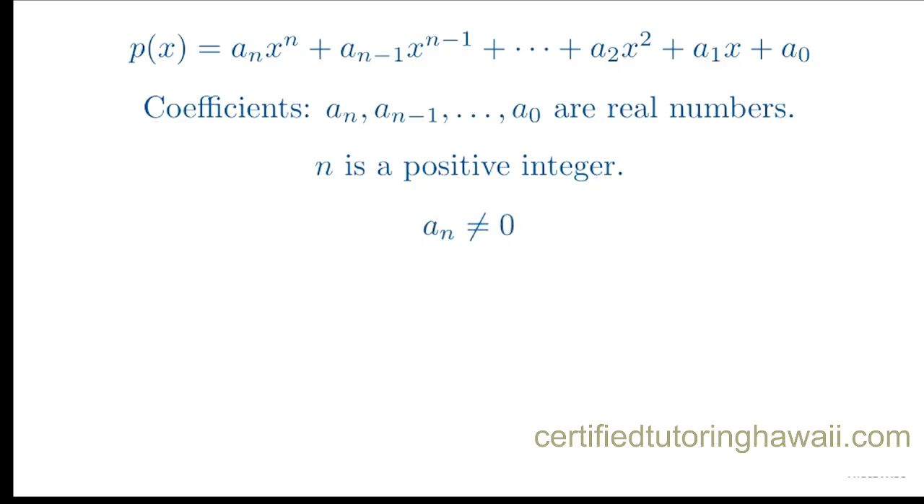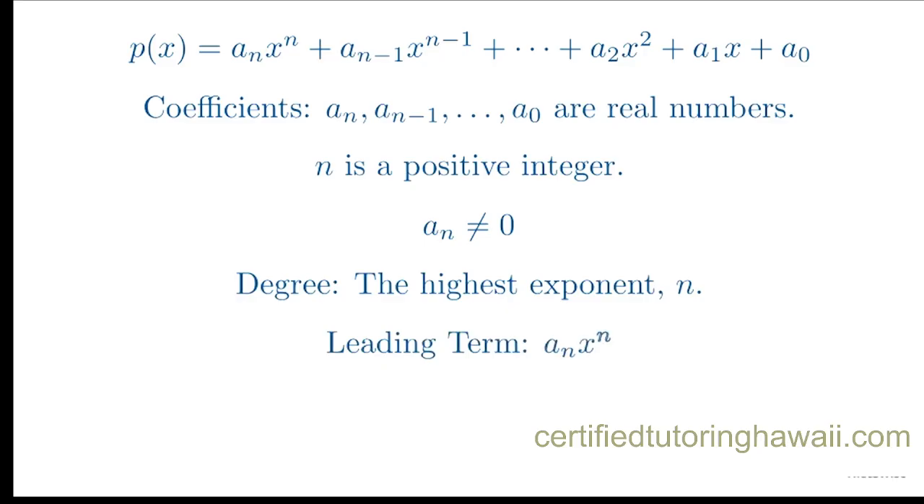This term, a_n x^n, has some special names. The exponent n is called the degree of the polynomial. It's the highest exponent in the entire expression. The degree is simply the largest exponent you see. The term itself, a_n x^n, is called the leading term, and the coefficient, a_n, is the leading coefficient. The leading term and leading coefficient are determined by this highest powered term.